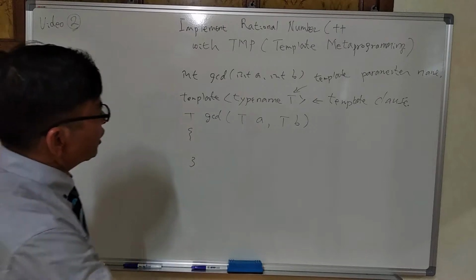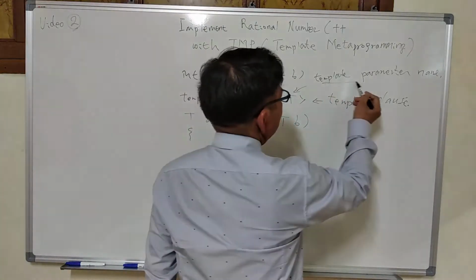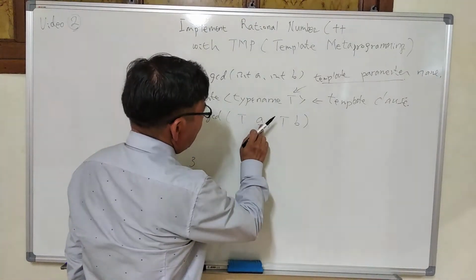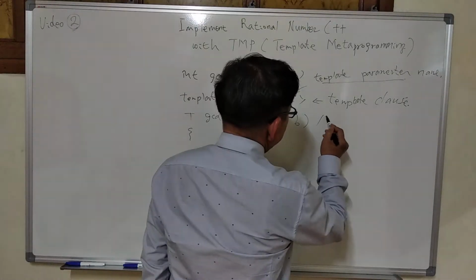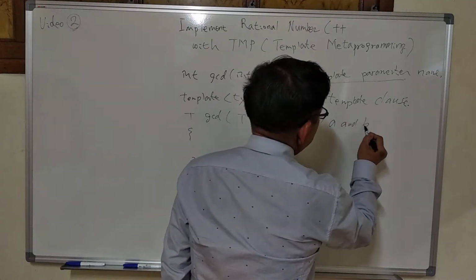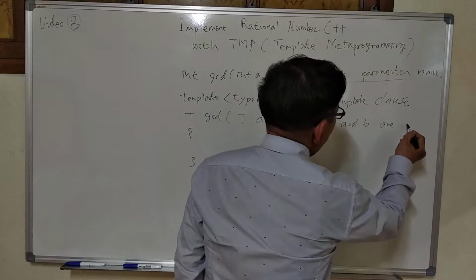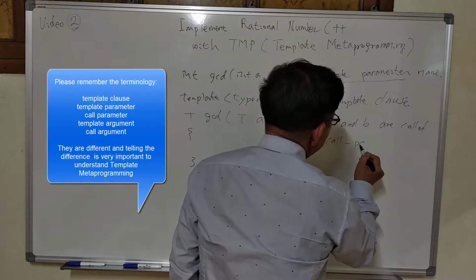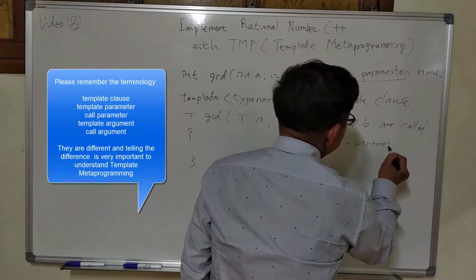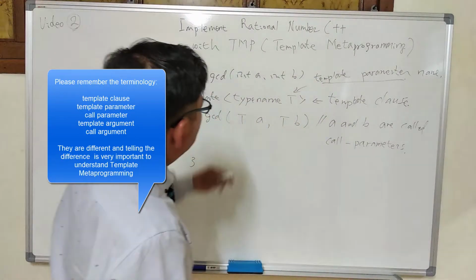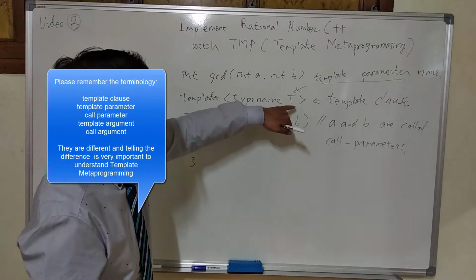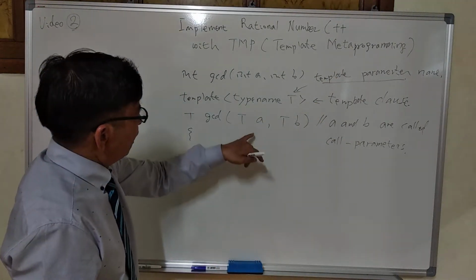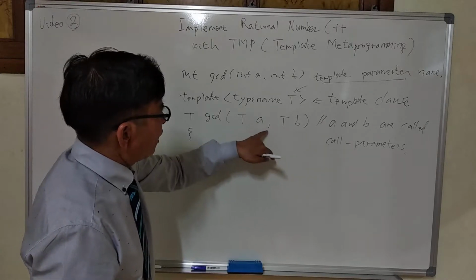Here, please remember this is called the template parameter, and this is called the call parameter. These A and B are called call parameters. So we define the function template parameter named T, and these are called call parameters A and B.